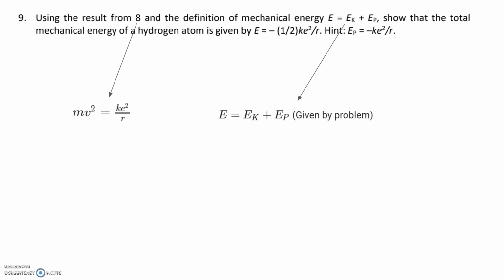Now let us begin question number 9. Using the result from 8 and the definition of mechanical energy, E equals kinetic energy plus potential energy, show that the total mechanical energy of a hydrogen atom is given by the following equation. The equation for potential energy has also been given. Here first, we will identify the given values from this question. The result from number 8 has been copied here, and the definition of mechanical energy is also given by the problem.